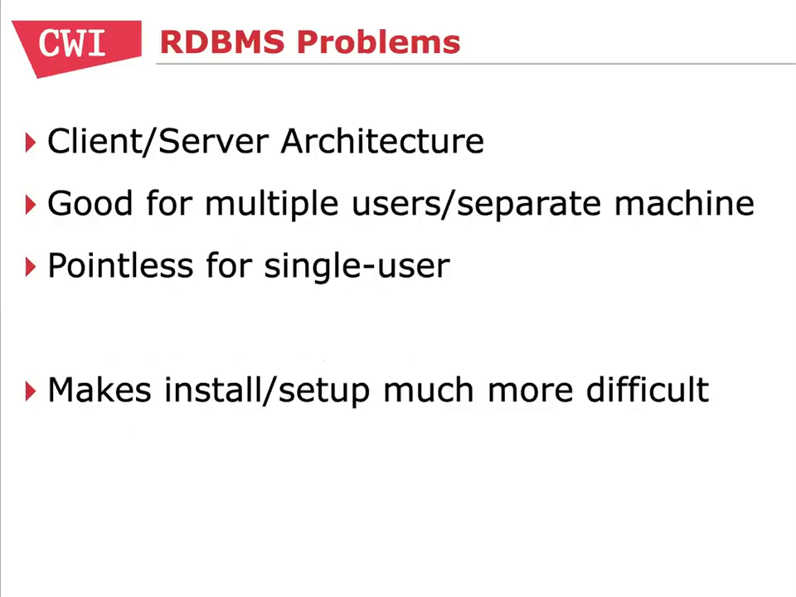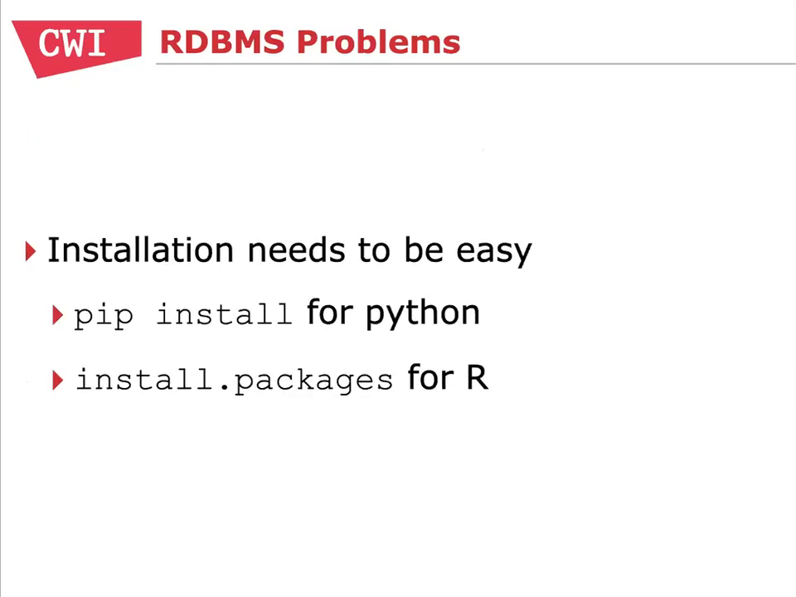So standard database systems, they always run with this client server architecture. And it's great if you have multiple users or you run your database server on a separate machine. But with these data science workflows, that's usually not what's happening. And then this architecture, it's kind of pointless. It just makes everything more cumbersome, more difficult, right? Having to maintain the server, launch the server. We've also seen that for these workflows, the installation really has to be easy. You can't ask someone to download sources from the internet. They have to use their native package manager. So you have to be able to do pip install or install.packages because otherwise it just adds too much complexity to use the system.